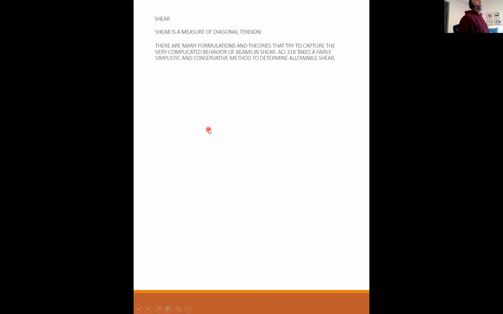There are many formulations and theories that try to capture the very complicated behavior of beams in shear. ACI 318 takes a fairly simplistic and conservative method to determine allowable shear. And of course, that's going to be the method that I teach you. I just want you guys to understand that when it comes to concrete design, we have all these different models to try to explain different behavior.